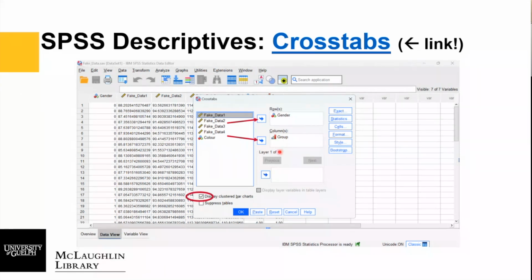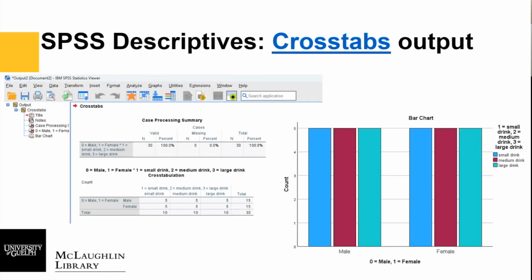We make sure we select the box that says Display Clustered Bar Charts. It's kind of weird phrasing, but essentially we want a graph to go with our data. We want to know what's happening, what does it look like? And then once we do that, we click OK. And in our output window, we'll get something that looks like this.